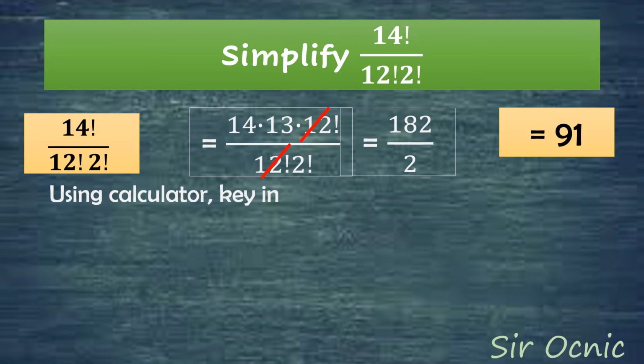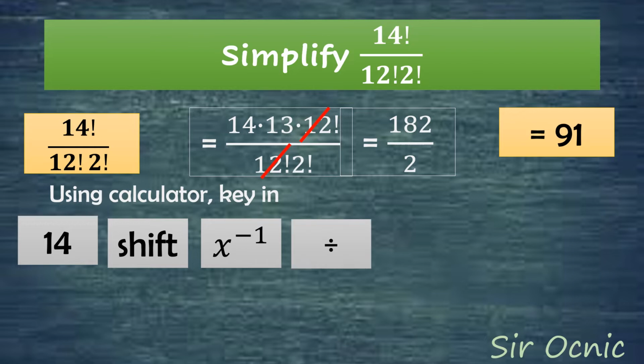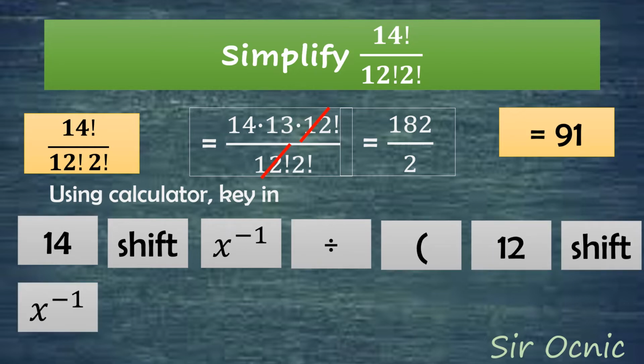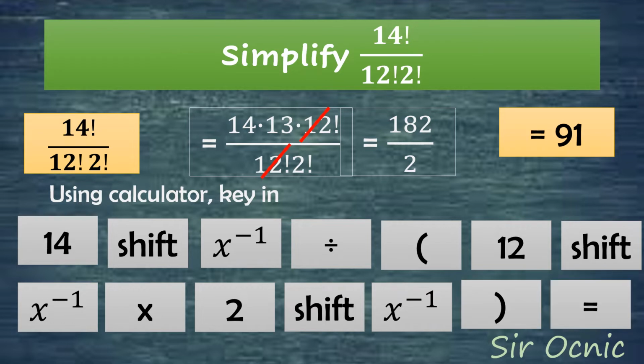If you're going to use calculator, you key in 14, shift, x raised to negative 1 divided by, open parenthesis, 12, shift, x raised to negative 1 times 2, shift, x raised to negative 1, close parenthesis, and then the equal sign. You will also get 91 as a result.